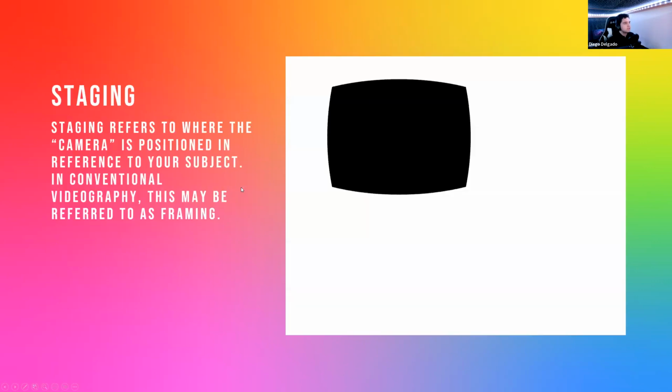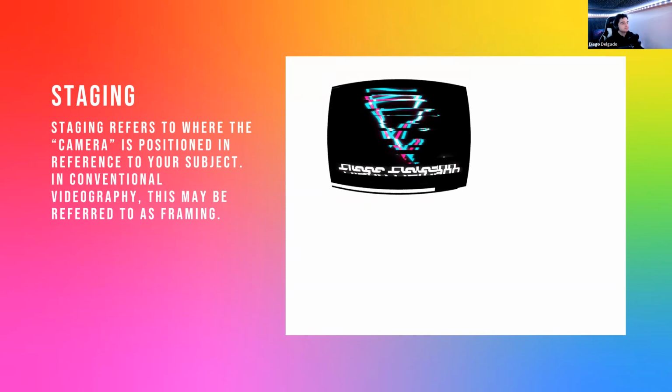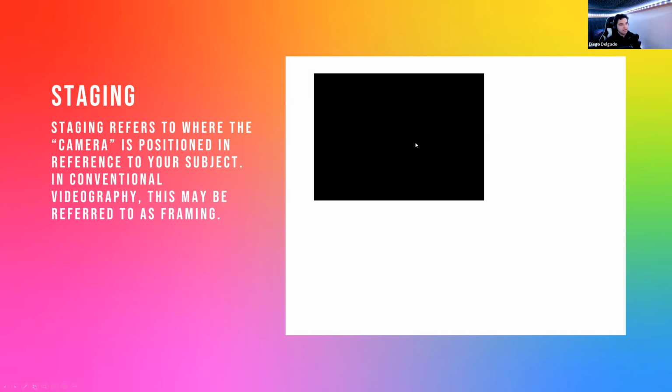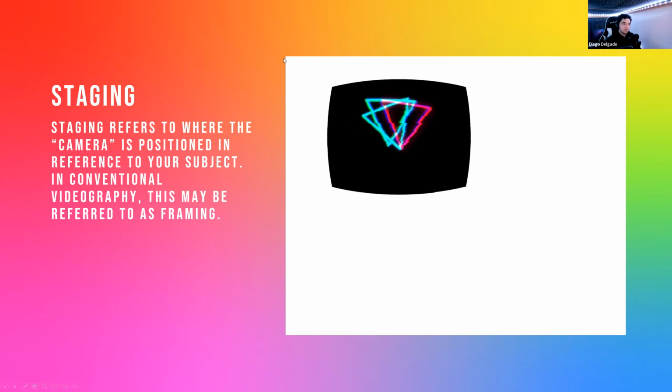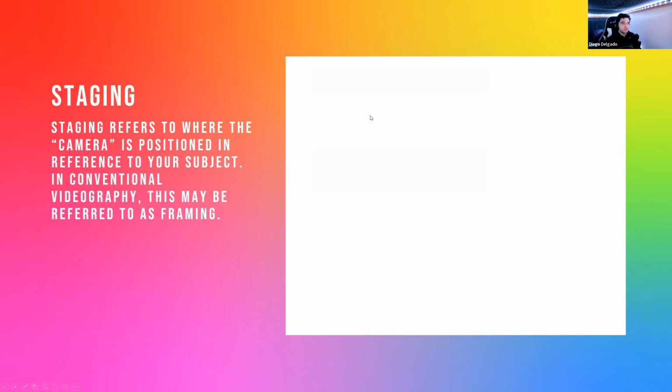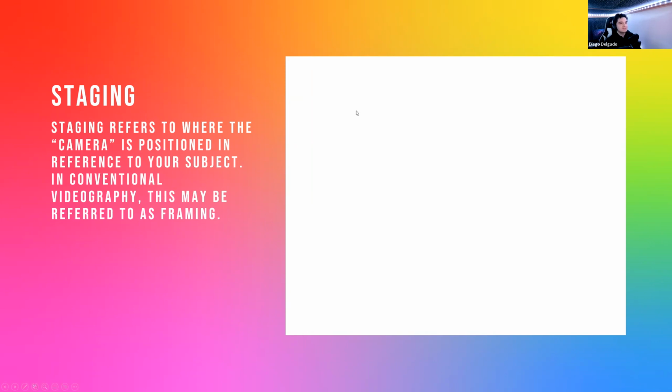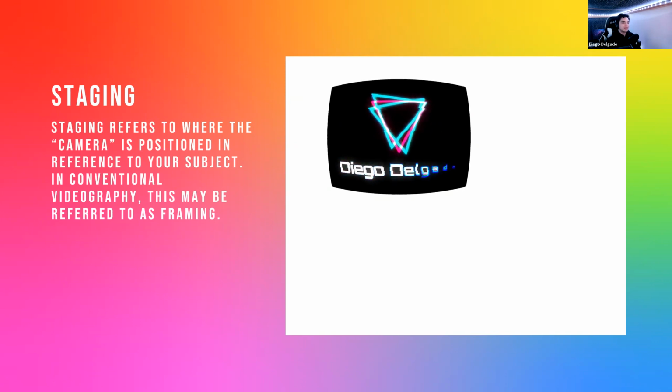Okay. So staging. What is staging? Staging refers to where the camera is positioned in reference to your subject. In conventional videography, this might be referred to as framing. So in this example, I have my little motion graphic, and you'll see it's at the top left of this white box. So that's the staging of this motion graphic. I put the subject in the top left. Now, does this look good? Not really, but I'm just showing you that if you can imagine your frame as your camera, where you put your subject is the staging of that subject, you know?